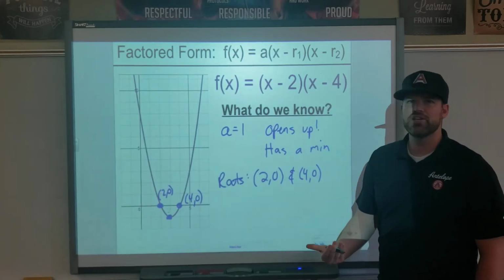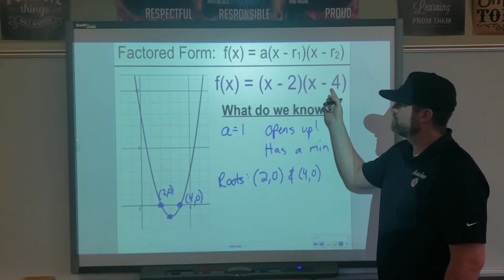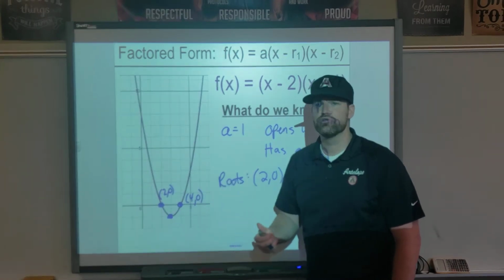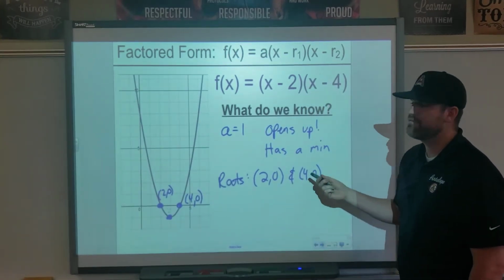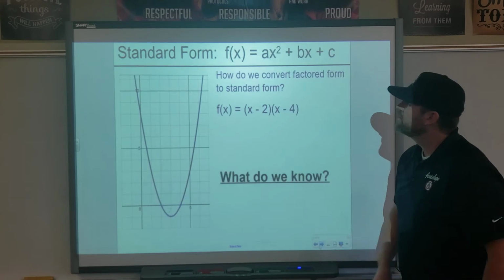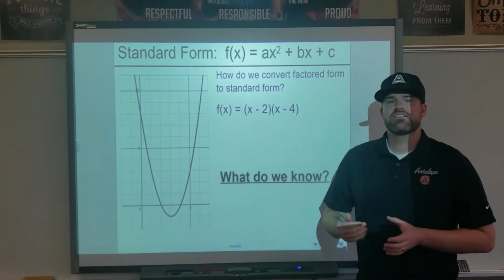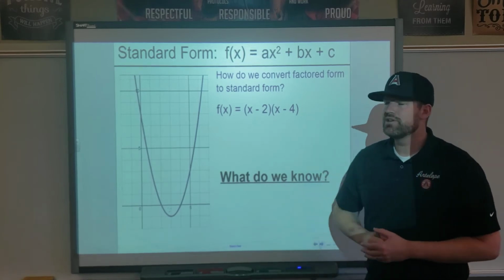So just like we knew, because of this, we knew the roots were 2 and 4, and if we look at the graph, sure enough, they are 2 and 4. So that's factored form. If we move to standard form, it gives us some of the same information, but also some new information.